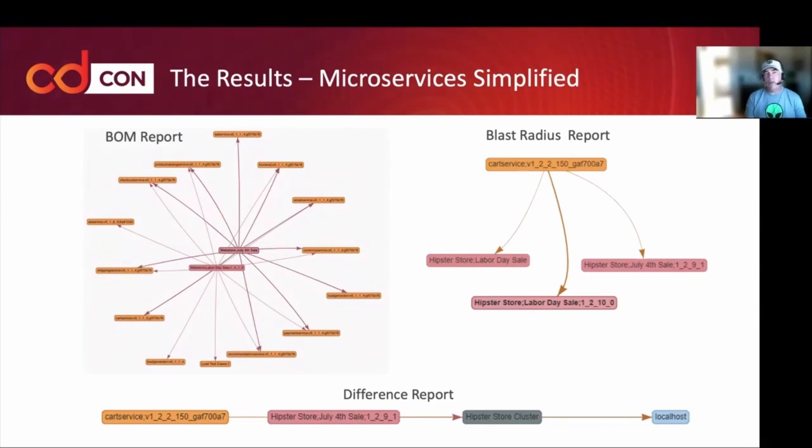What that means is our deployments are much easier. We understand the impact if something breaks, what changed. We can actually say, oh, we just deployed the 150 version of the cart service. Let's roll that back and isolate that to be the one that's causing the problem. So the difference reports allow us to do that type of insight into what's happening at the environment level.